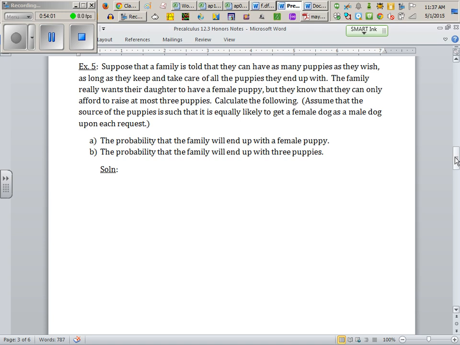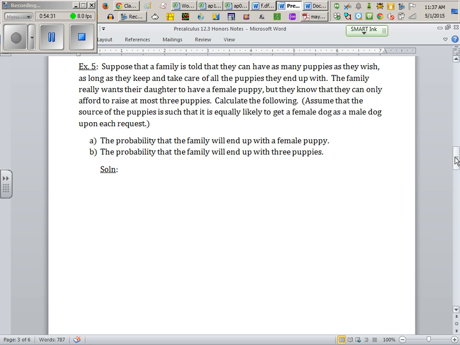The family orders a puppy. The puppy shows up and it's female. The daughter is happy and it's over. They don't order anymore. Okay? Or they order a puppy and it's a male. They love the dog, they'll take care of the dog, they'll keep the dog, that's the rule. But they were hoping to get the female for the daughter. So they order again. The next puppy shows up on the doorstep and it's a female. Daughter's happy, game over. No more puppies are ordered.